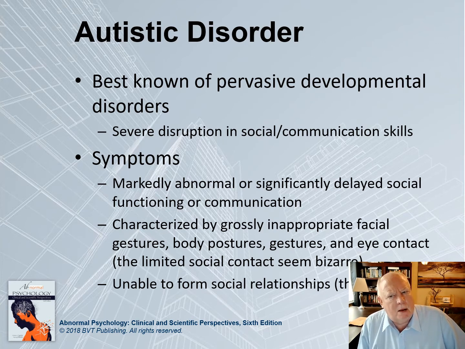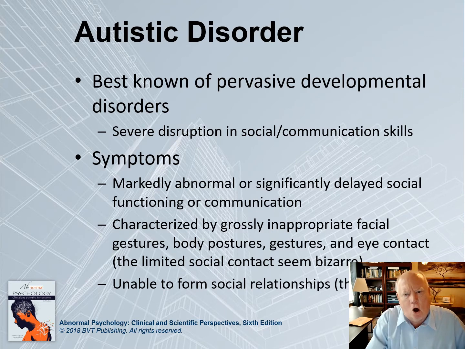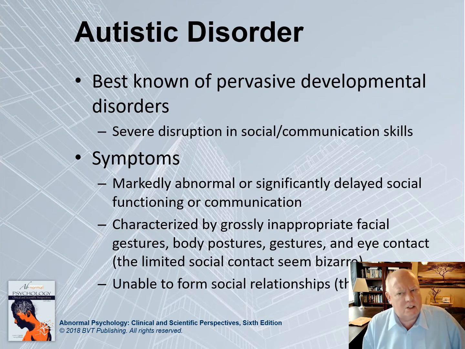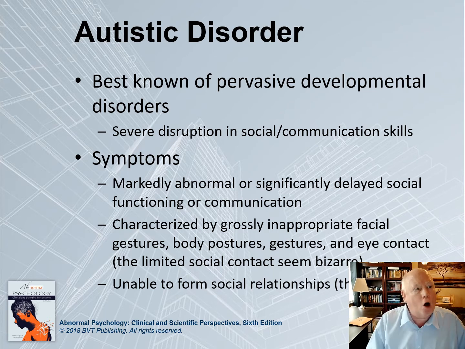What do I mean by pervasive developmental disorder? Well, it's exactly what it says. It affects all kinds of things. Symptoms are very broad-based, so it's pervasive. It occurs early in the child's development and interferes with just about all of their normal development.